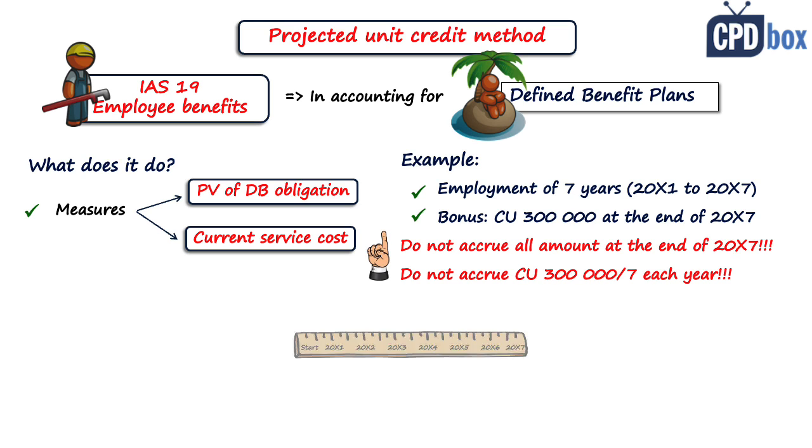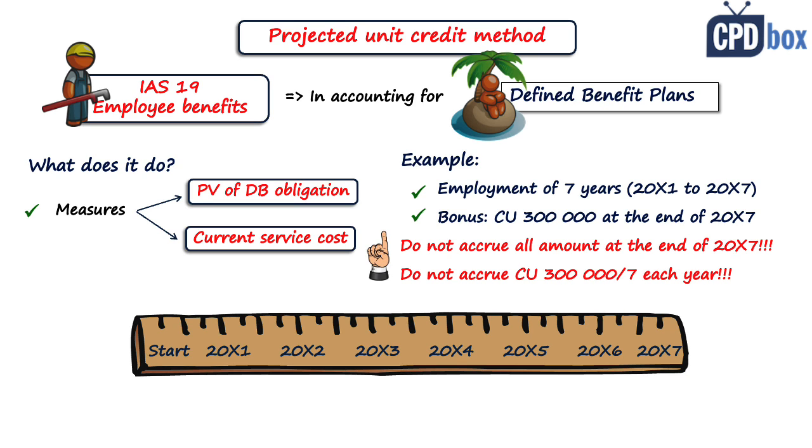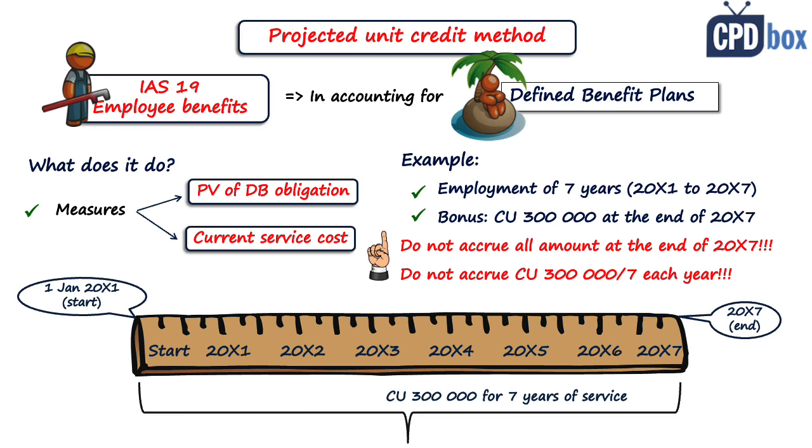So imagine this is the employment timeline. 1st January 2001 is the start. End of 2007 is the end of employment, and total bonus of 300,000 is earned over all this period. Imagine we are at the end of 2002.